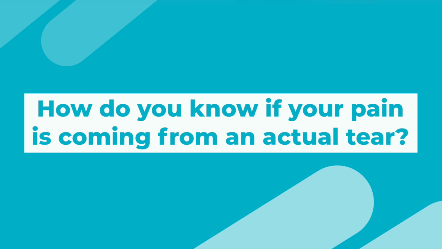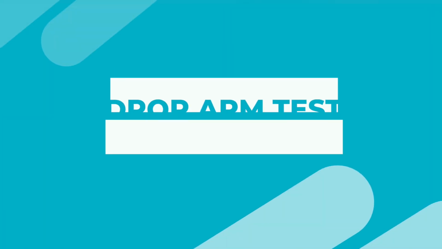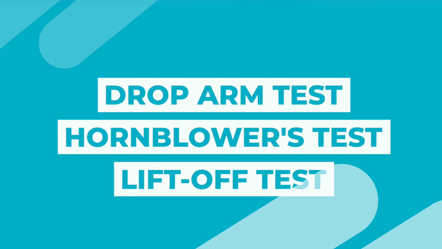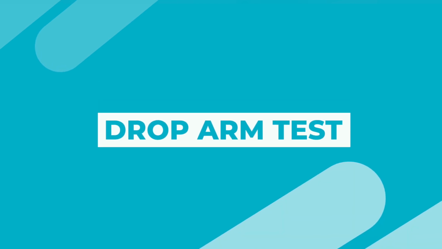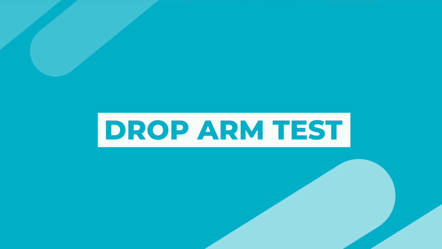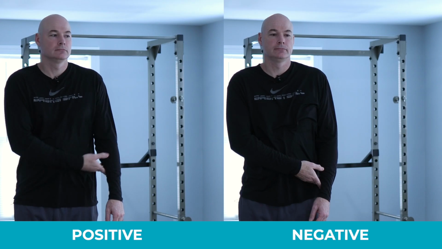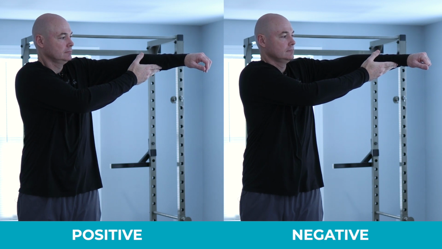So how do you know if the pain is coming from an actual tear? Physical therapists are taught and use special tests that are supposed to provide an indication of what particular rotator cuff muscle is injured. Unfortunately, not all of them are that great. The three most common tests are the drop arm test, the hornblower's test, and the lift-off test. The drop arm test is where your arm is lifted out to the side about 90 degrees and then support is removed. A positive is considered when a person is unable to stop the arm from dropping. This test is not very sensitive or specific, meaning it can't rule in a tear or rule out a tear. So it is really a pretty pointless test in helping determine if you have a rotator cuff tear.